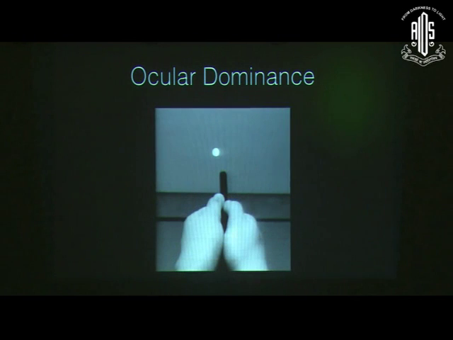There's another way of checking dominance. You can ask the patient to point a pencil or a pen at a distant object in the room. And then with both eyes open, once he closes one eye, ask him which eye the pen is aligned to the distant object that he pointed at. All of these are tests to measure ocular dominance.